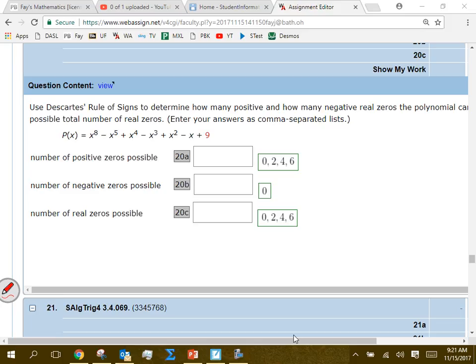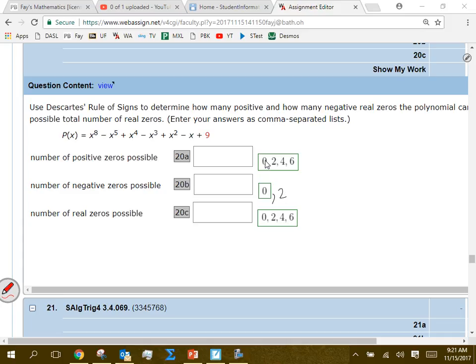Okay. So then they would ask, what is the number of possible zeros that you could have here? What you do is you take each one of these up here, and you add it to each one of these down here. So 0 plus 0 would give me 0. 2 plus 0 would give me 2. 4 plus 0 would give me 4. 6 plus 0 would give me 6.